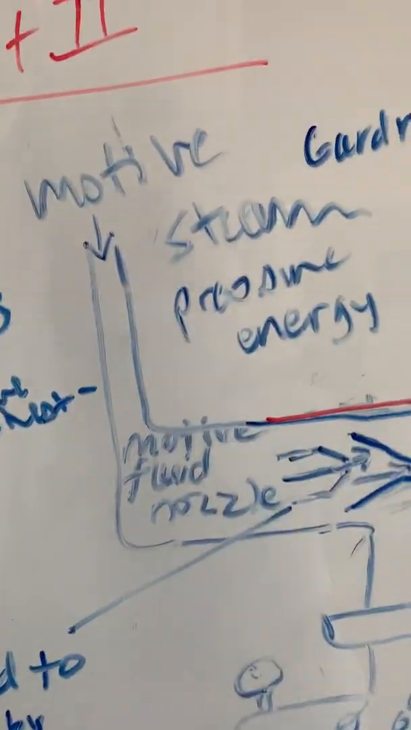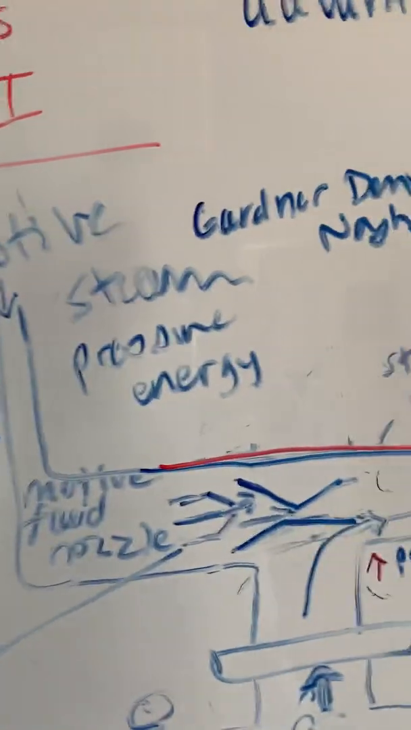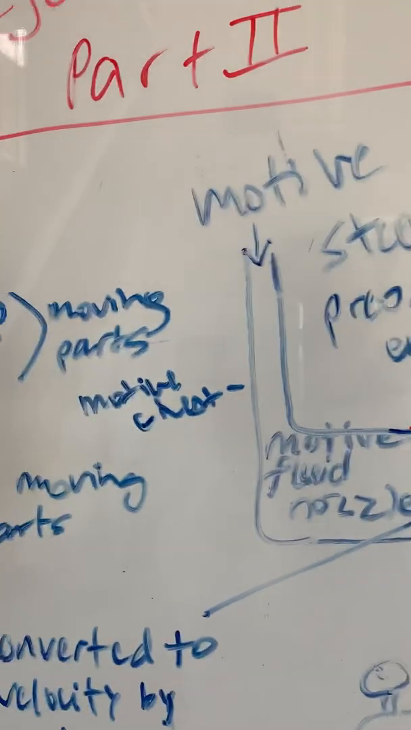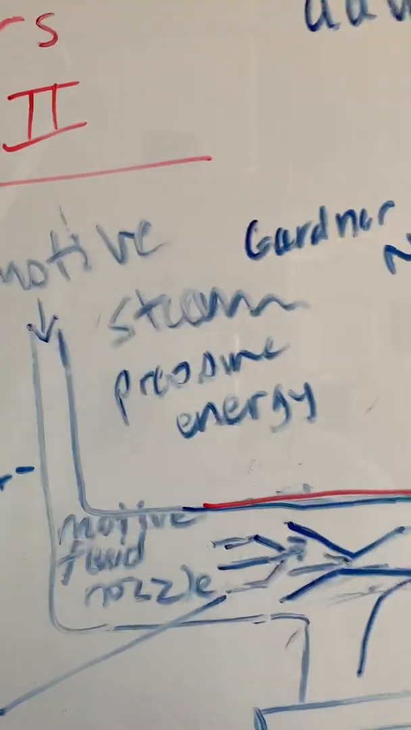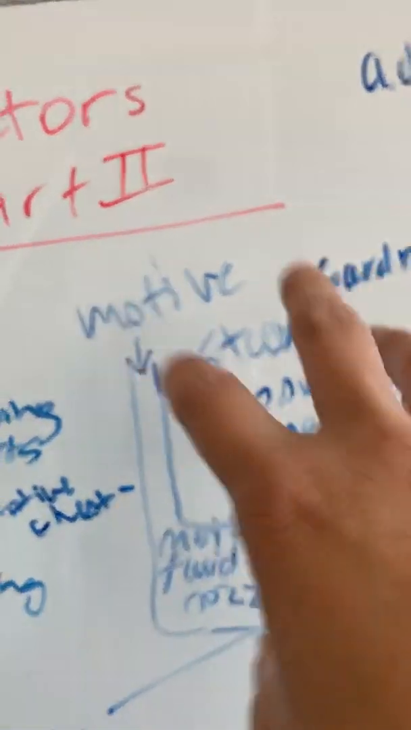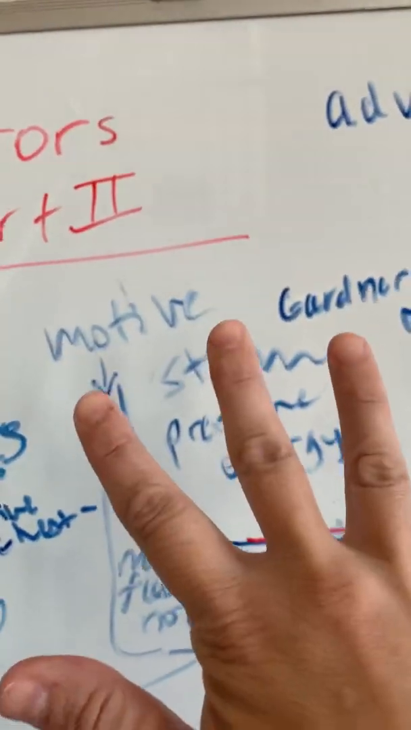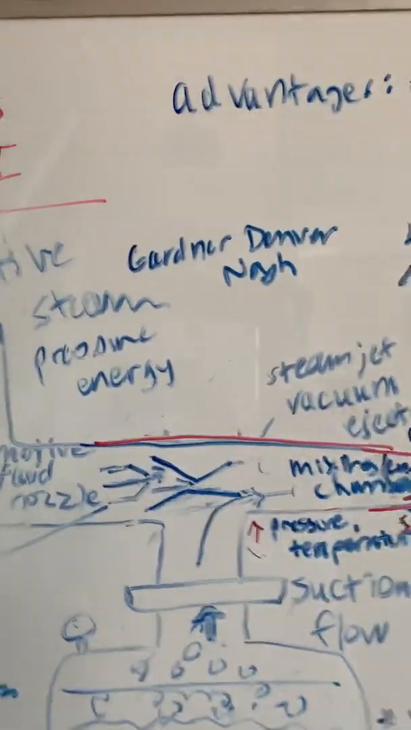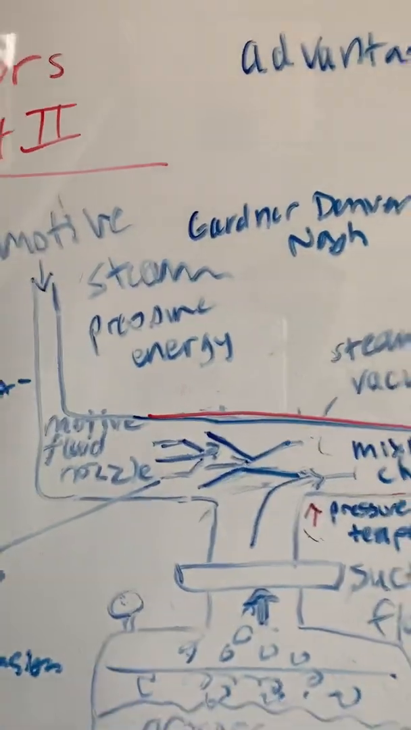So we're going to start with our motive steam pressure energy. Okay. It could be a refrigerant, it could be something else, but the idea is, in this case, we're talking about a steam ejector, and there's different types of ejectors, there's a water ejector, there's air ejectors.